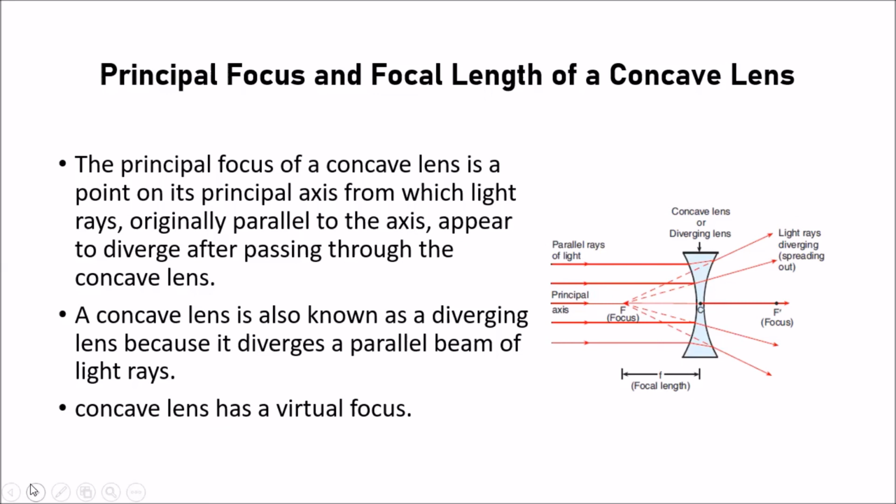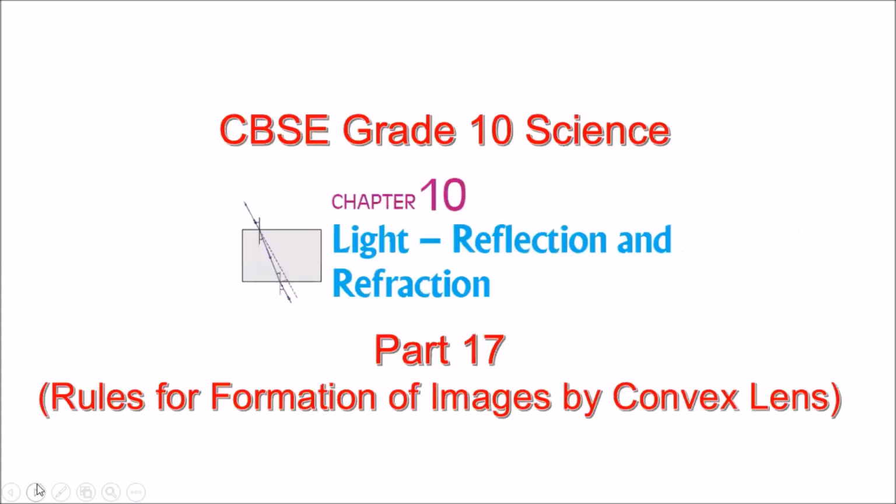So when we summarize the differences between concave and convex lens: a concave lens is diverging, a convex lens is converging, a concave lens has a virtual focus, a convex lens has a real focus. These were the points of difference between convex and concave lens.